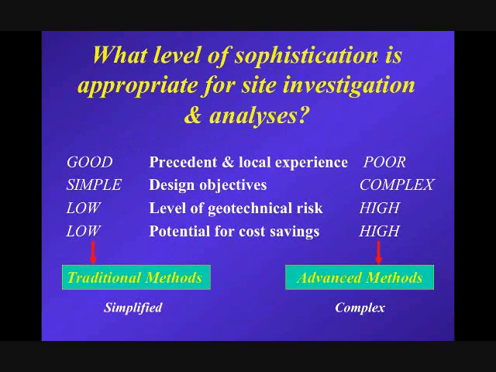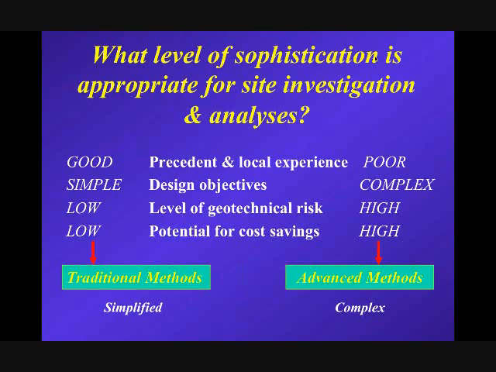So when it comes to what level of sophistication is appropriate for a site investigation and analysis, this slide summarizes the four key points, and essentially it's based around the precedent and local experience, how complex the design objectives are, how high a level of geotechnical risk exists, in other words, what are the hazards and how likely are the hazards to occur, and more importantly, what are the consequences if these hazards were to occur. And then the fourth one is the potential for cost savings.